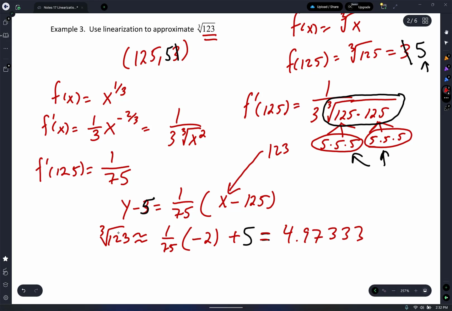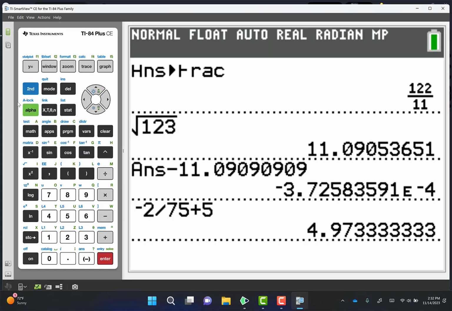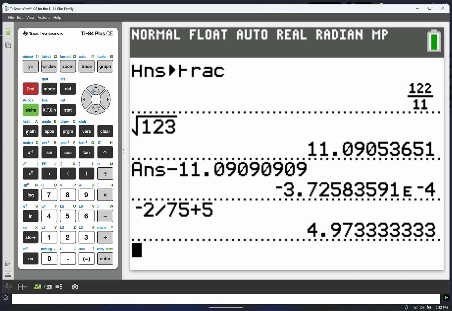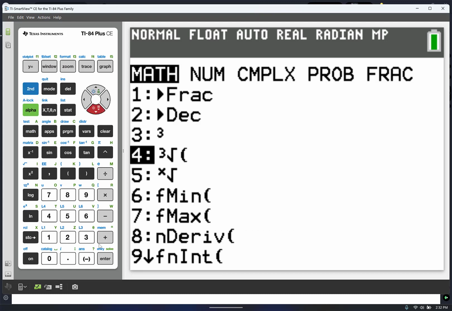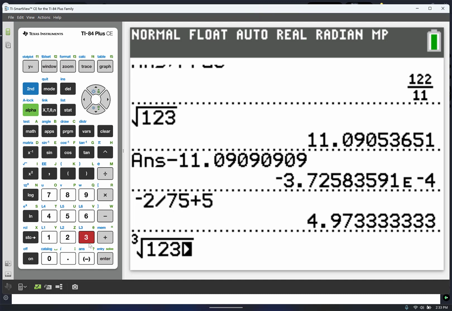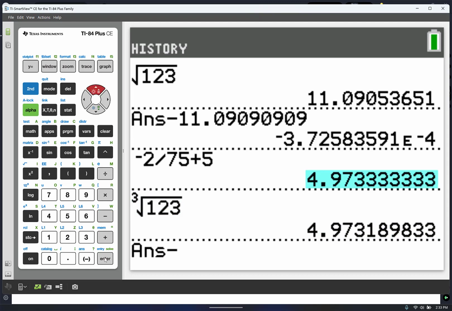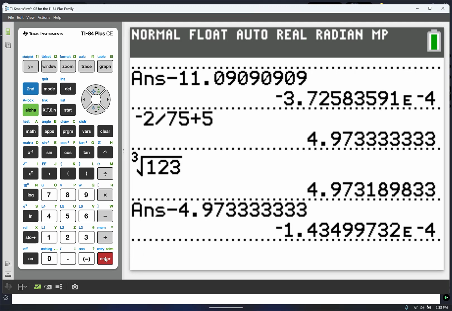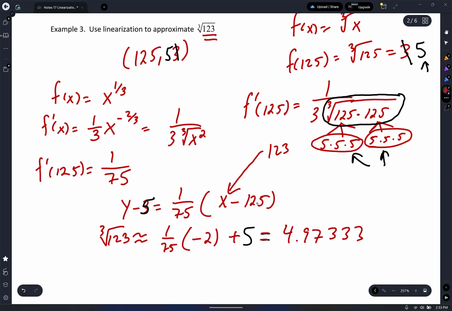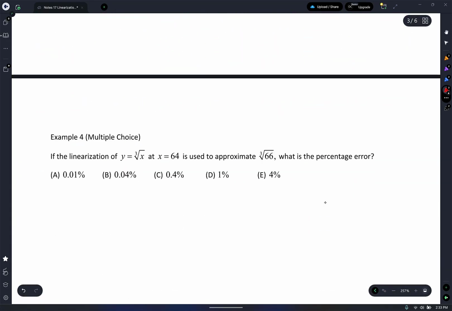All right, here we go. So let's see what the cube root of 123 really is. Cube root. Oh, I gotta push math then. Math, this one, of 123. Look at that. It's so close. That minus, there's 0.0001 away. That's pretty close, guys. So as long as we're really close to the center, to our point of tangency, we're going to get really close numbers.